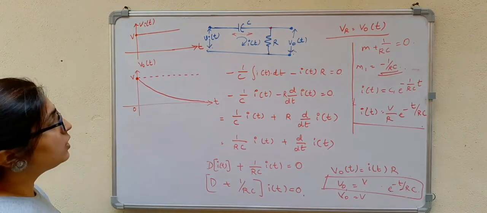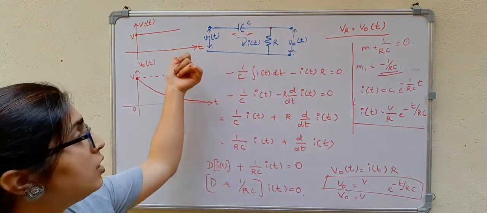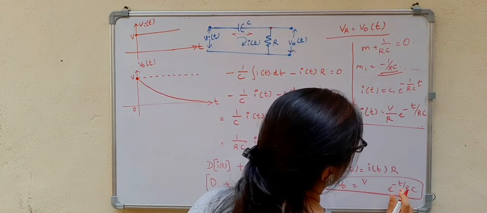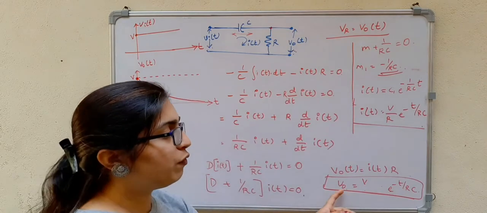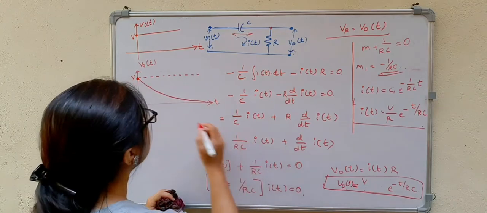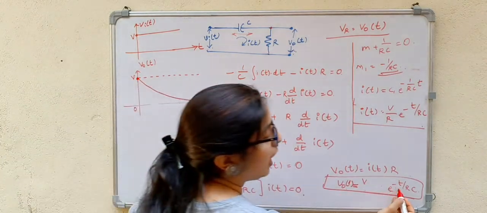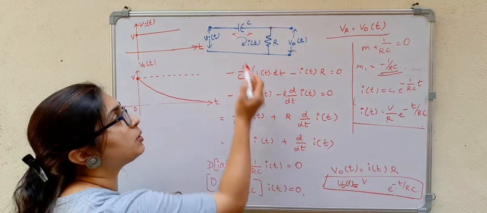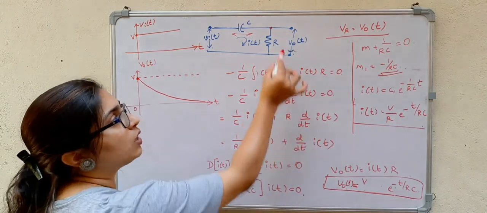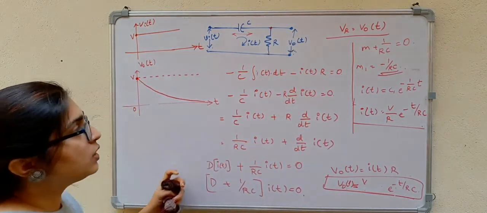So this is the response of the RC high pass filter for your step input. This is the main equation. From this we can find the values of the output V0(t) at t is equal to 0 and t is equal to infinity. And as time increases, the capacitor starts charging, so the output starts to decrease exponentially. So this is all about the step input.